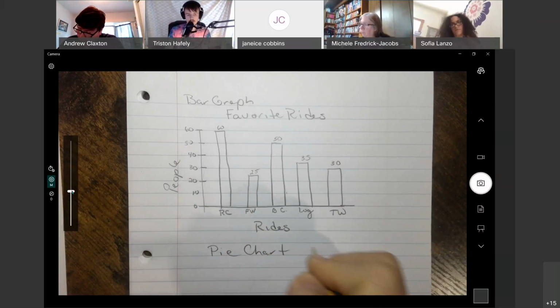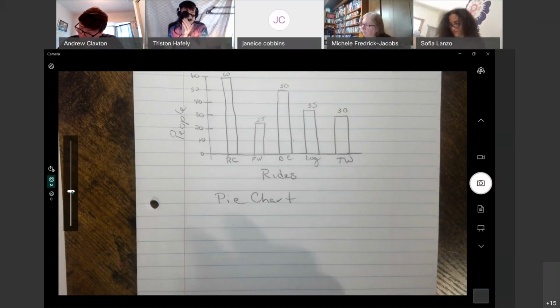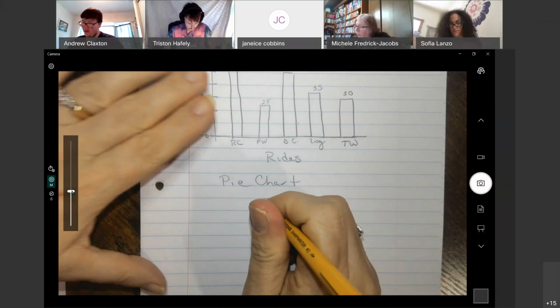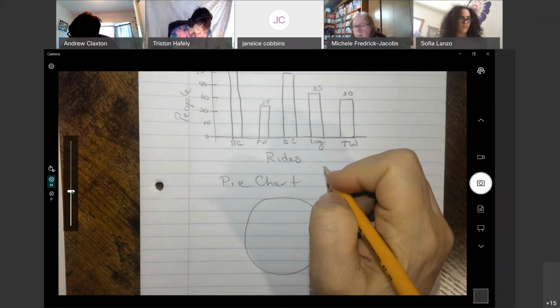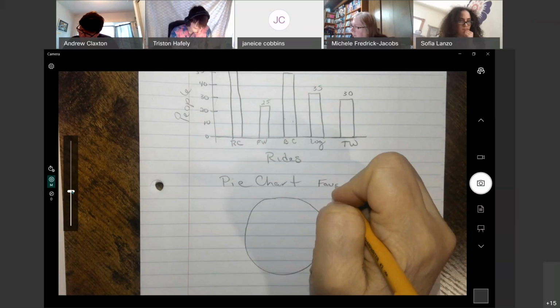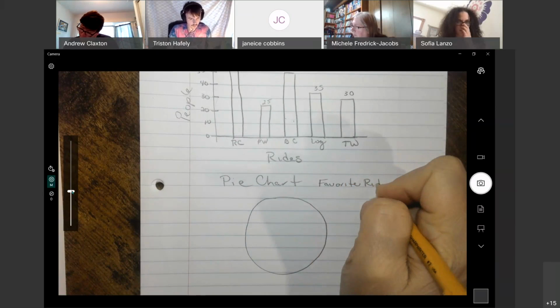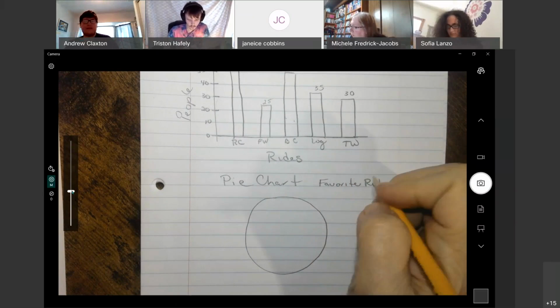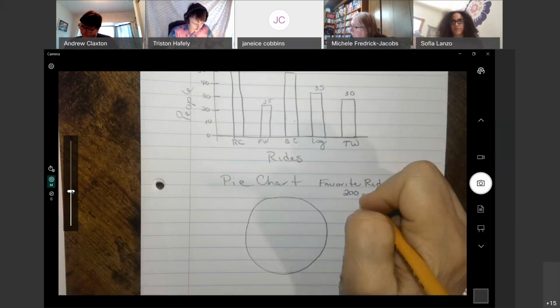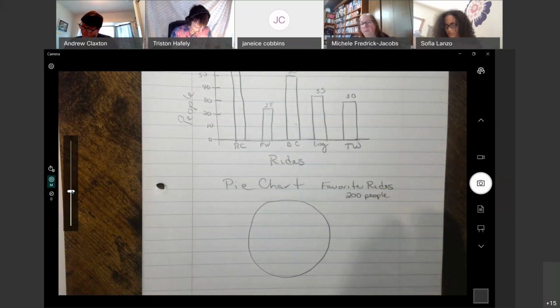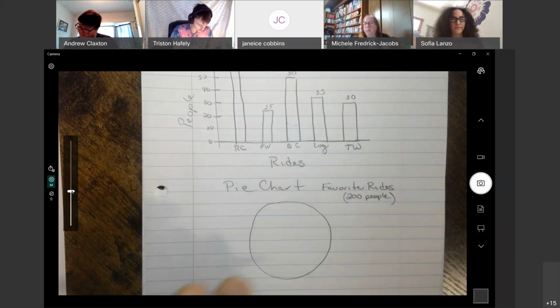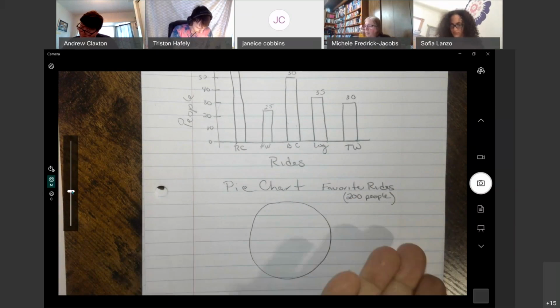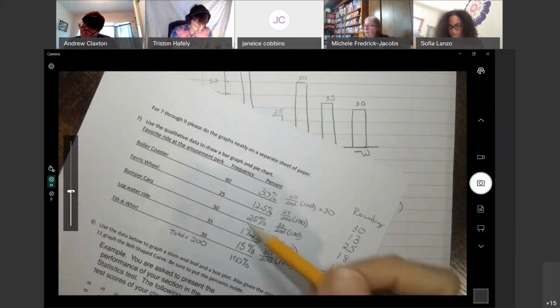Way to do a bar graph and what else? Pie chart. So for a pie chart, the pie chart uses the percents and it's a circle. Let's see, favorite rides, 200 people surveyed. You need to have that number. That way, if someone is reading it and they don't have all your other data, they need to know how many, so then they can find these values.